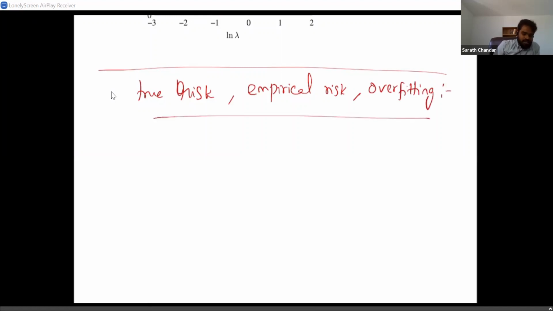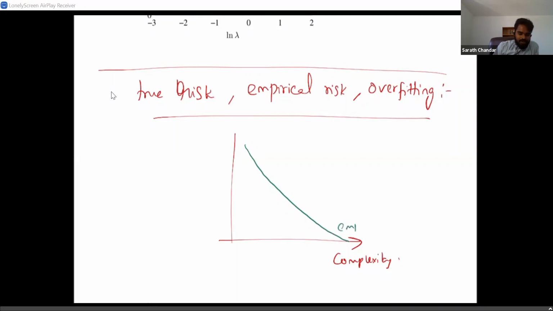The x-axis here is again the complexity of the model. As you increase the complexity of the model, you could fit any data set, right? So the empirical risk would go to 0. This is the empirical risk. But that is not the case with true risk. The true risk will reduce up to some point, then you might start overfitting and the true risk increases.